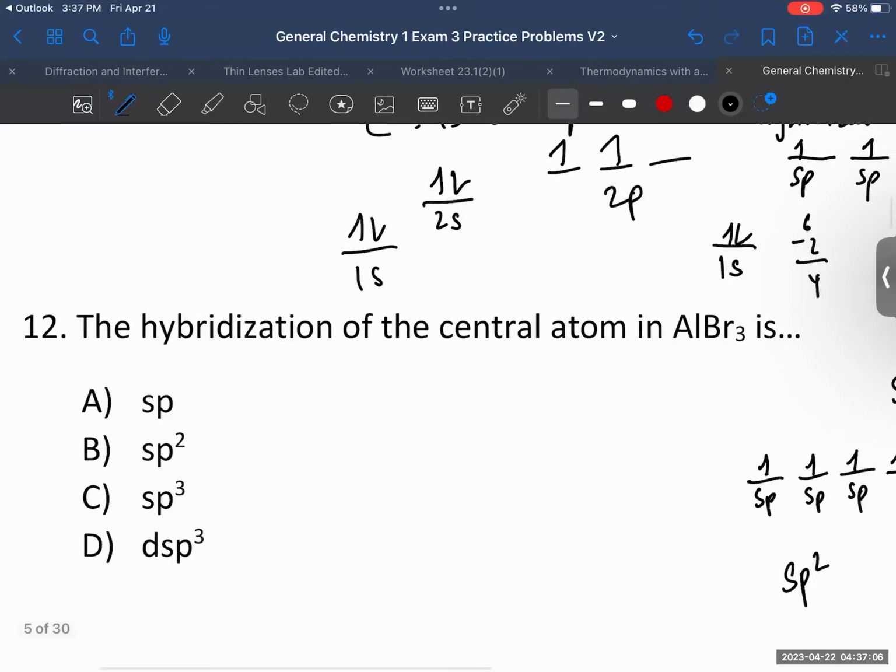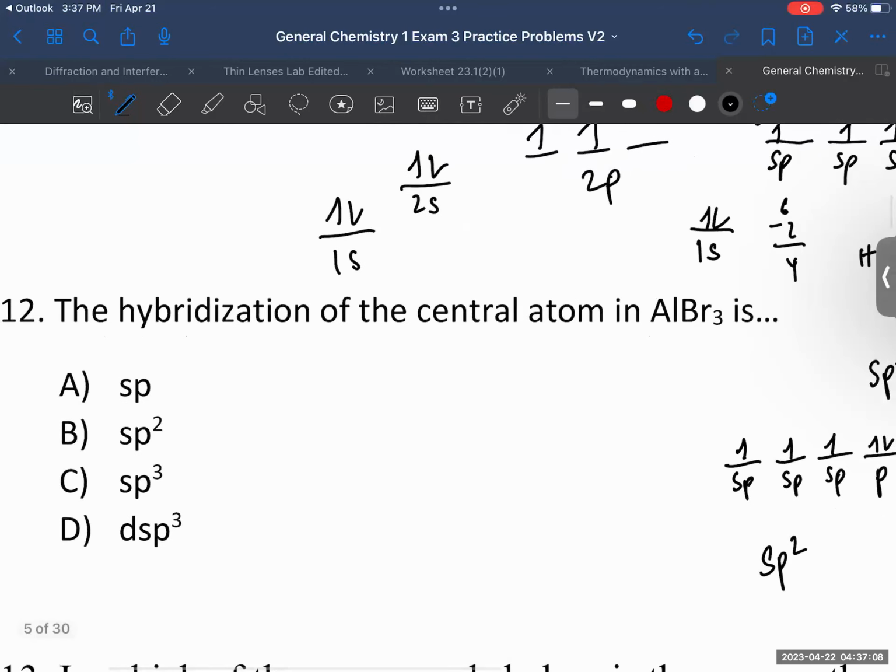So what is the hybridization of the central atom in AlBr3? If we were to draw AlBr3, what would it look like? Just fill out the three bromines, because aluminum should only have three valence electrons. What's special about aluminum? It's one of the exceptions. Yeah, it's electron deficient, so it's happy with six electrons.